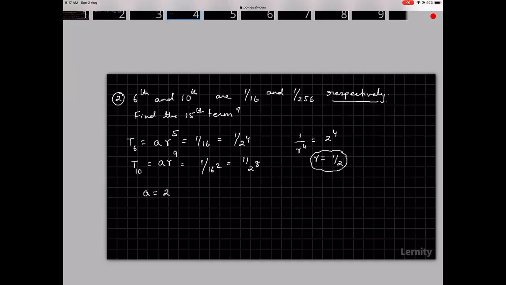Then I asked you for T15. So T15 is A into R power 14. So 2 into 1 by 2 power 14. So that will become 1 by 2 power 13. So this is the 15th term. Okay. So I am just going systematically and I am trying to find it out.